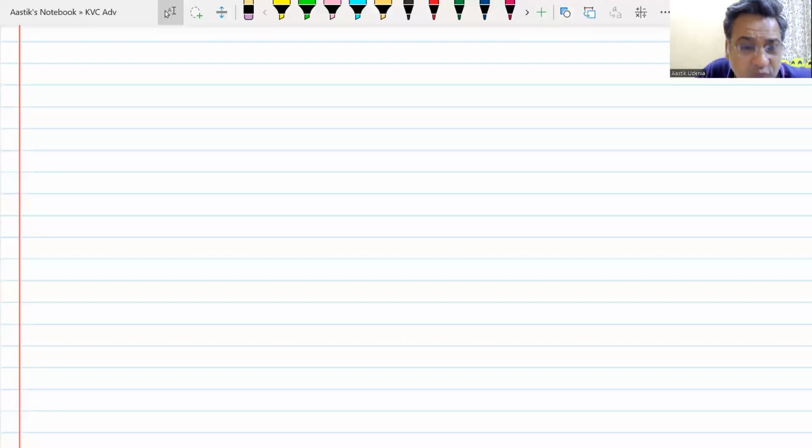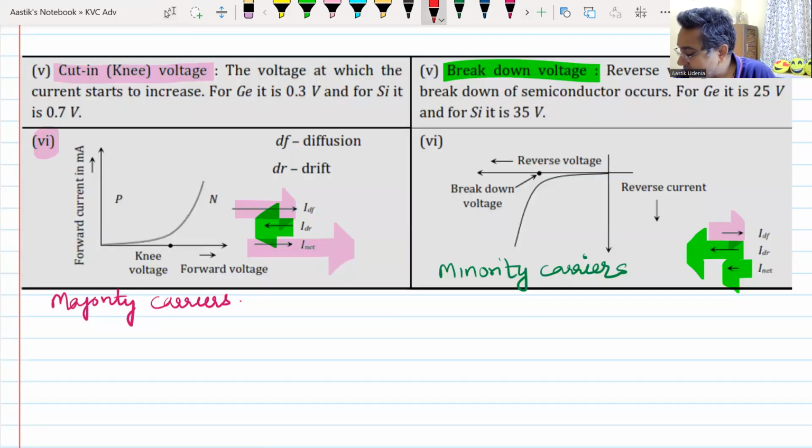Now we have seen what we call as the breakdown in reverse characteristic when we have reverse biased PN junction. At some point, as you see, it breaks down. Do we remember this breaking down? At this point, it breaks down. This is known as the breakdown voltage. Do we remember this? Yes.